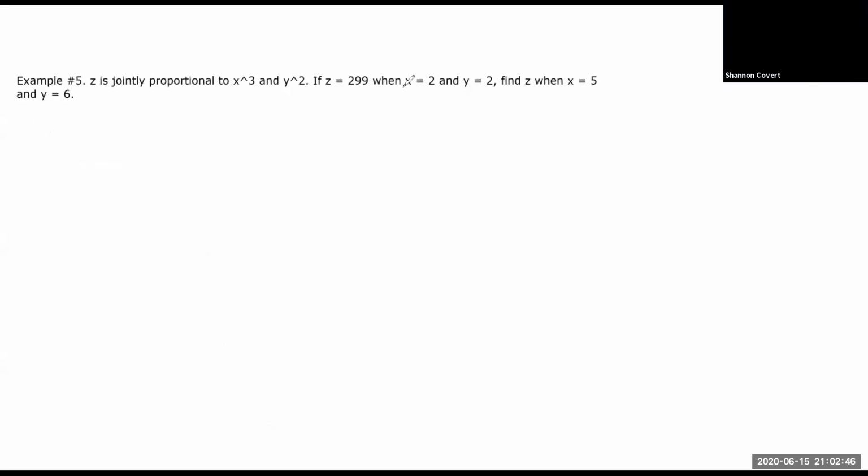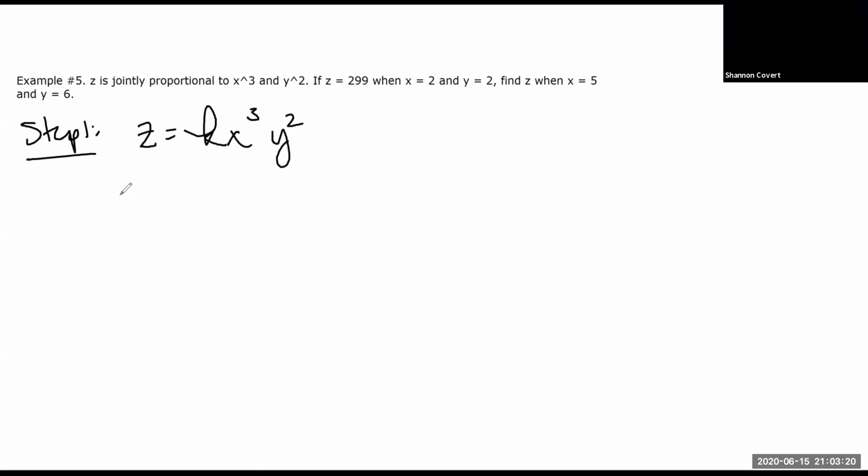Example 5, z is jointly proportional to x cubed and y squared. If z equals 299 when x equals 2 and y equals 2, find z when x equals 5 and y equals 6. Step 1, z equals kx cubed y squared. Z is jointly proportional to x cubed and y squared. Z equals k x cubed y squared.